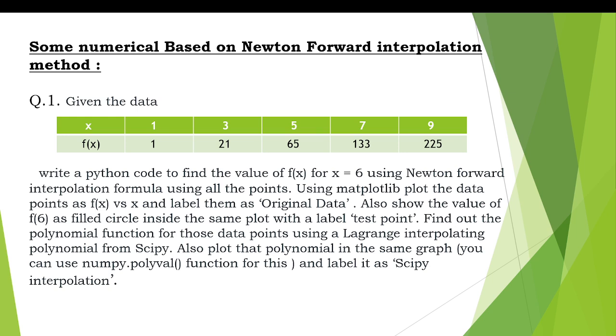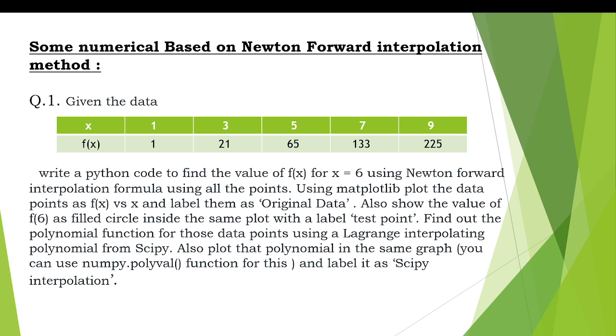Next, I have written some numerical problems based on the Newton forward interpolation method. The first question says that the given data points are the x values 1, 3, 5, 7 and 9, and the corresponding f of x values are, say, 1, 21, 65, 1, 33225, and write a Python code to find the value of f of x for x equal to 6 using the Newton forward interpolation formula, using all the points and using matplotlib.